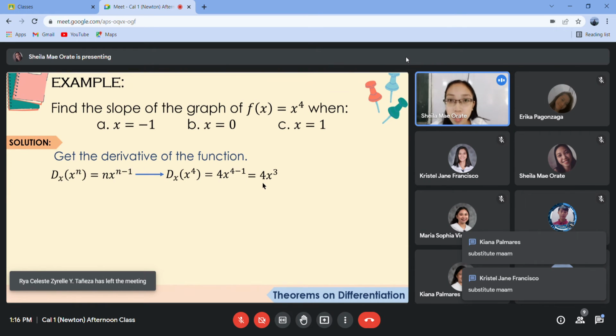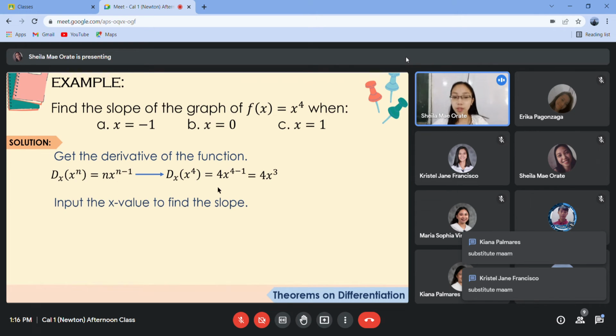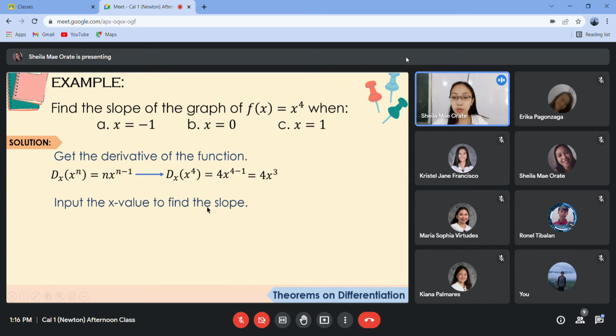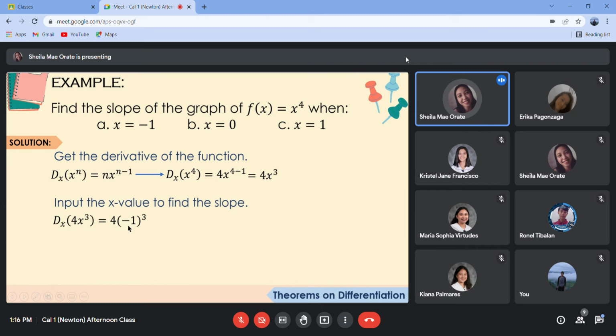Remember, we substitute. Okay, very good. We input or substitute the x value into the derivative of the function to find the slope of the graph. We have here 4x cubed, so 4 times negative 1 cubed. Our x value here is negative 1. So what is 4 times negative 1 cubed?